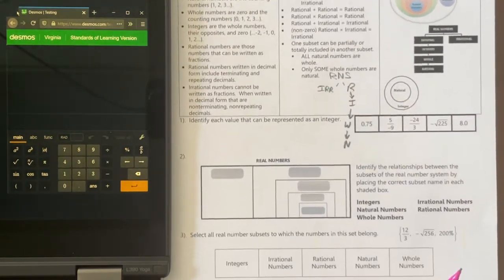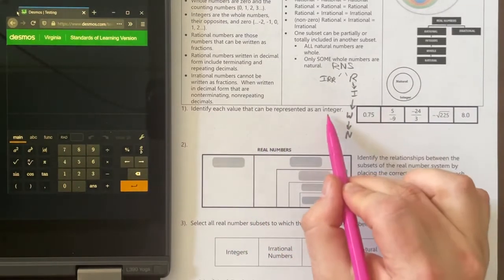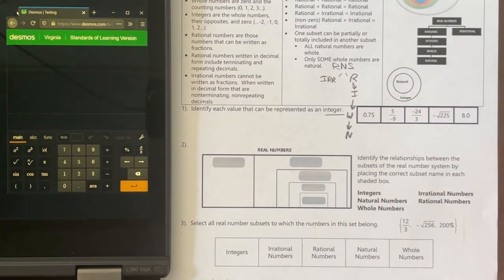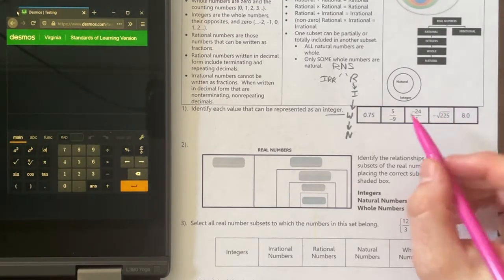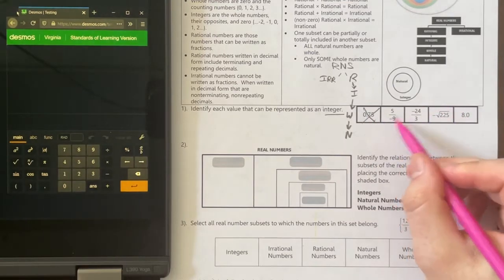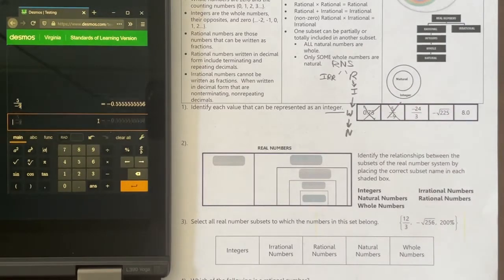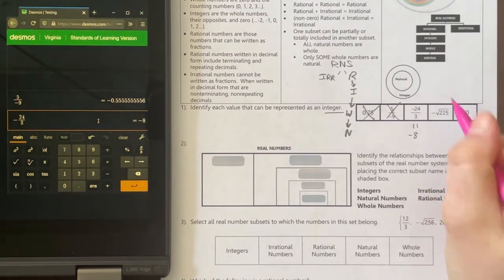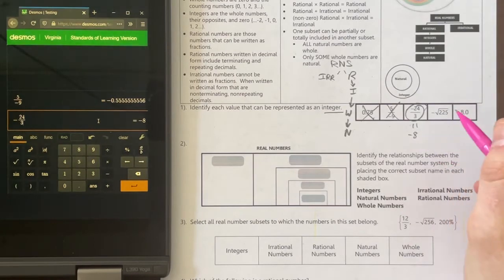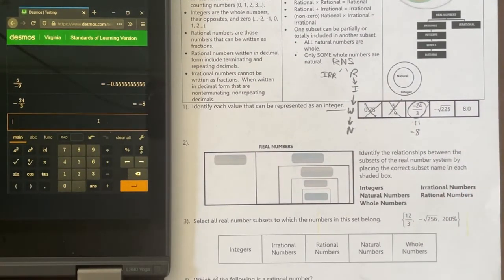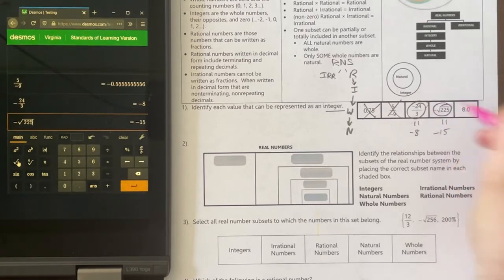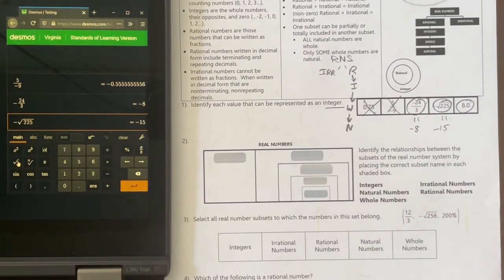So for number one, it says identify each value that can be represented as an integer. So that's going to be the ones that are on the number line. So you could say, okay, I don't have any decimals. This is also a decimal value. Always double check though. So for instance, I would say 5 divided by -9, that's a decimal value, so that's not going to be true. However, I have -24 divided by 3. That is always looking at that result. So we'd say, yes, that one is an integer. For the next one, it says negative and then square root of 225. So this is equal to -15, which is an integer, and 8 is also an integer.